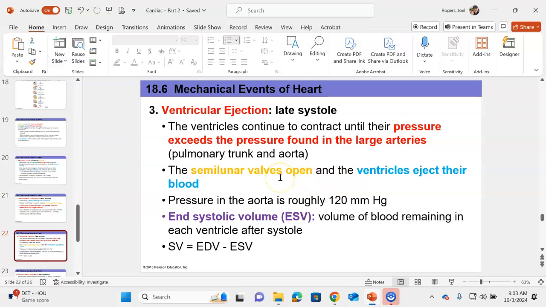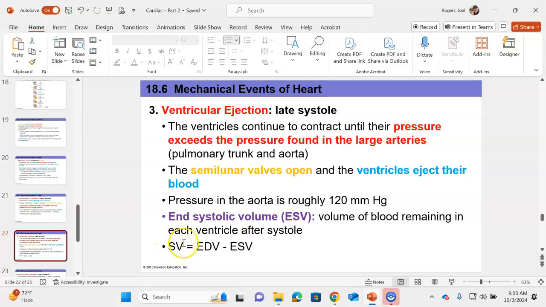Now, once the ventricles eject their blood, we can measure the volume in the ventricles, and it's never zero. They don't ever fully eject their contents. And so whatever blood is left over after they contract is called end systolic volume, or ESV. So how much blood is there at the end of systole? What is left over after they contract? And again, it's never zero. So the ventricles never fully eject their blood.